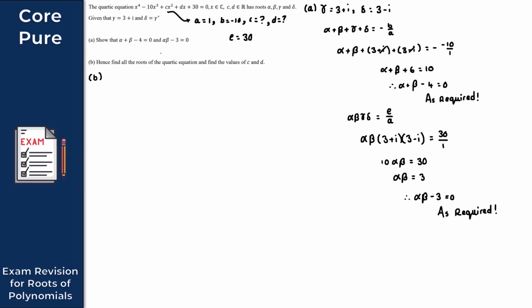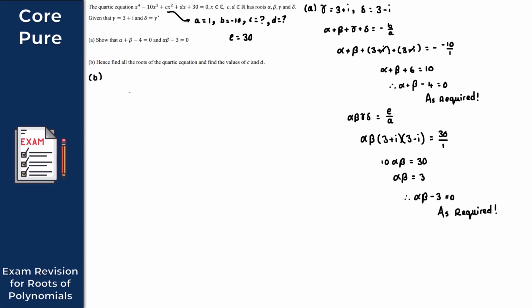Well, what we know here in part A is that alpha plus beta minus 4 is equal to 0, and also alpha beta minus 3 is equal to 0. So what I've got here in part A is simultaneous equations. So all we want to do is just solve these simultaneous equations for alpha and beta, because alpha and beta here are the 2 remaining roots.